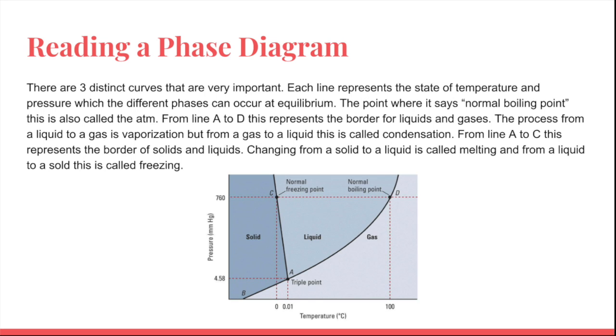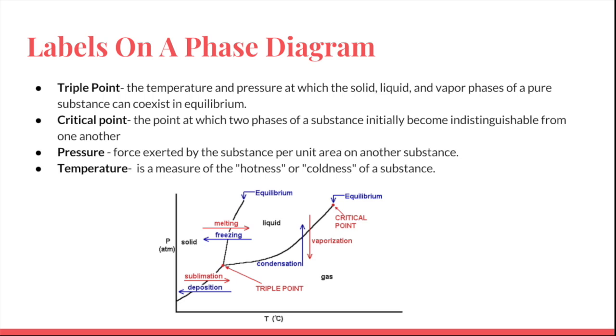From line A to C, this represents the border of solids and liquids. Changing from a solid to a liquid is called melting, and from a liquid to a solid, this is called freezing. The labels on a phase diagram include triple point, critical point, pressure, and temperature.